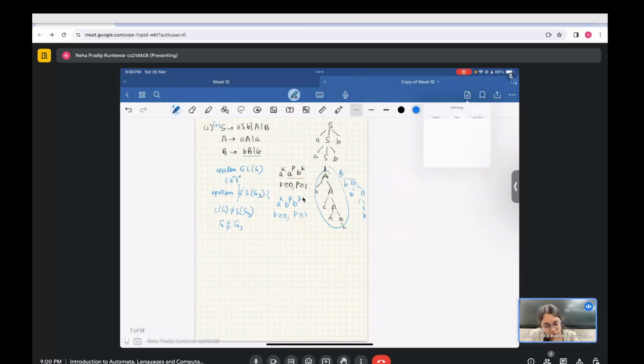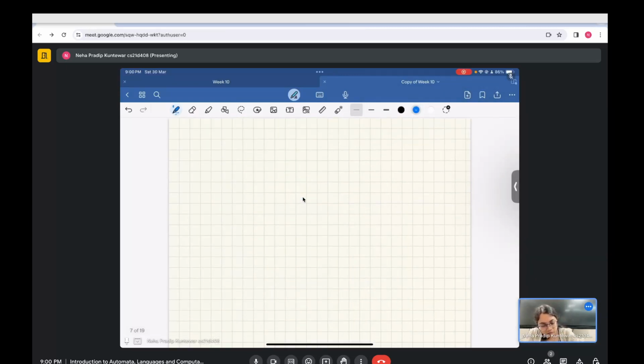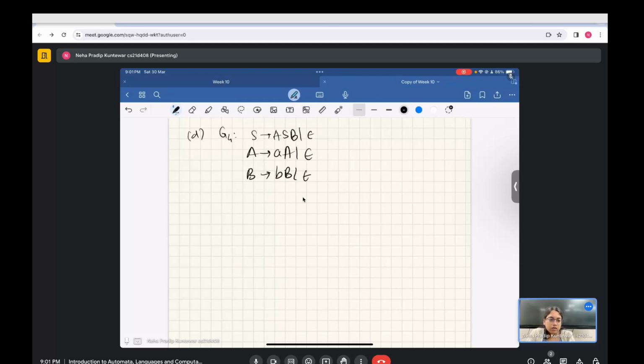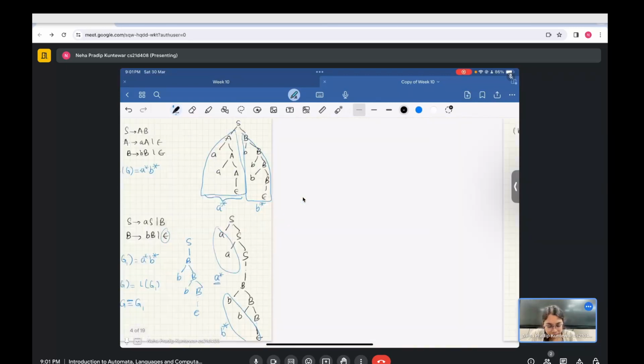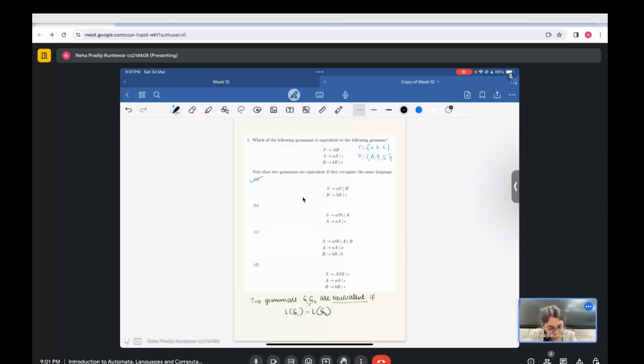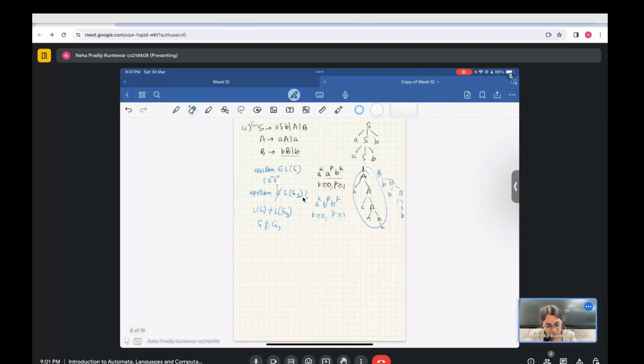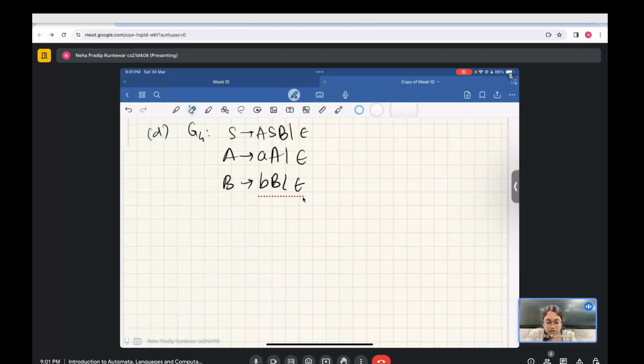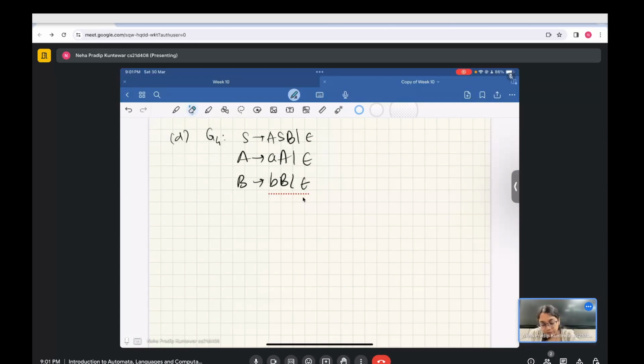I'll get a new page. So part D says that this is your G4: S gives ASB or epsilon, A gives aA or epsilon, and B gives bB or epsilon. So this is the grammar that you have, and what we will do is try to find the language of this.